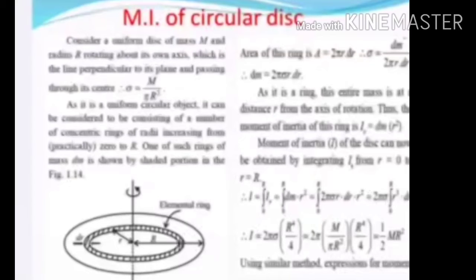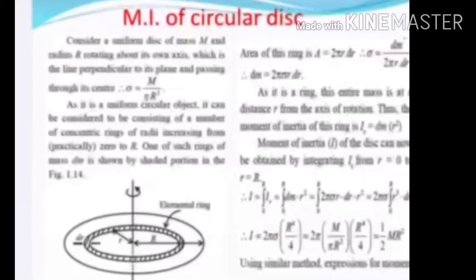This circular disc is rotating about its own axis, which is perpendicular to its plane and passing through the center of mass. Now let us find the surface density. Surface density sigma is equal to mass upon area. Therefore, the area of the circular disc is pi r square, and that's why surface density sigma is equal to capital M upon pi r square.